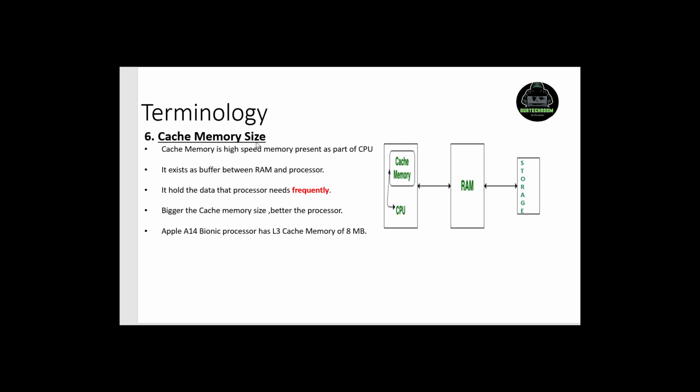Next, we have cache memory size. Cache memory is a high speed memory device which exists between the CPU and RAM. It acts like a buffer. Cache memory holds the data that the CPU needs frequently. If the CPU needs that data, it will request it first from cache memory, and if it is present in the cache memory, then the CPU will take it and process it. And if there is no data in the cache memory, then the CPU requests it from RAM, and RAM provides that data.